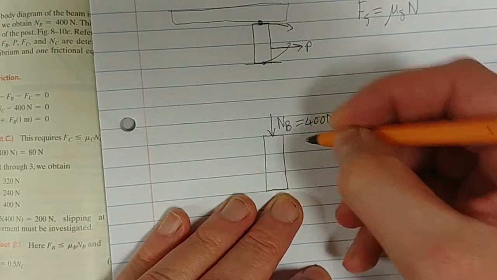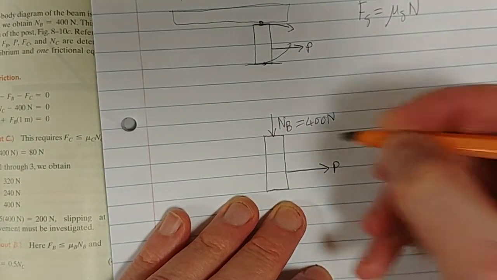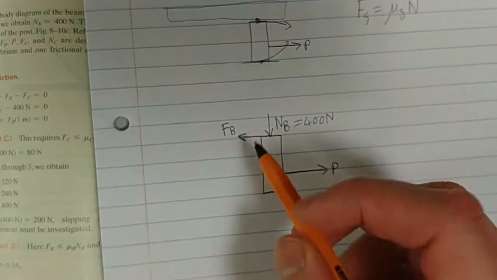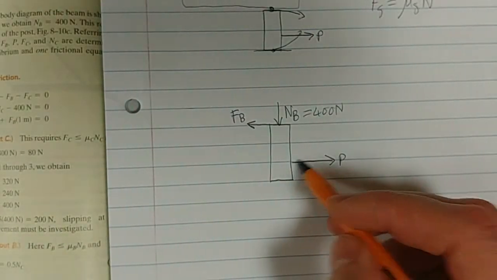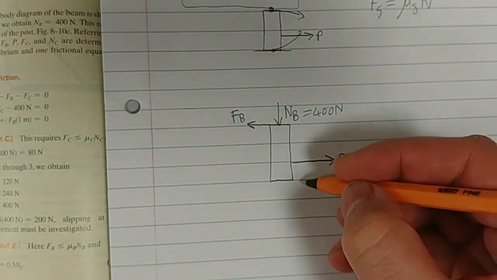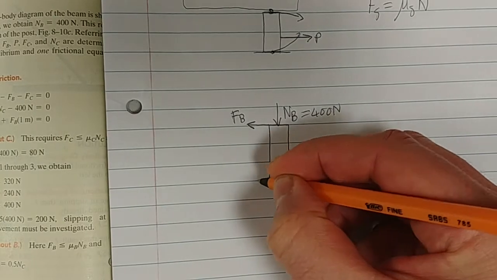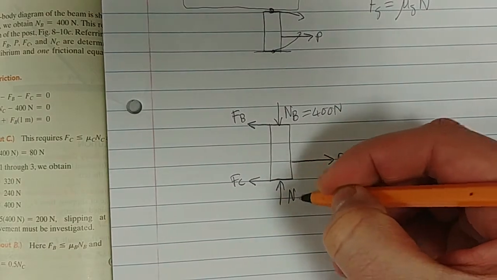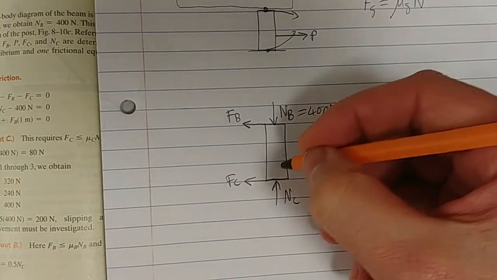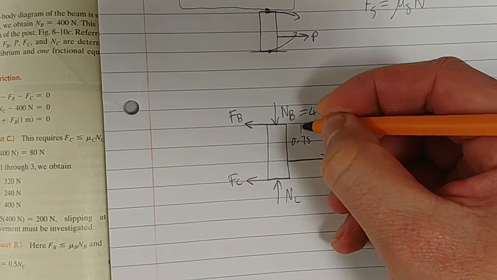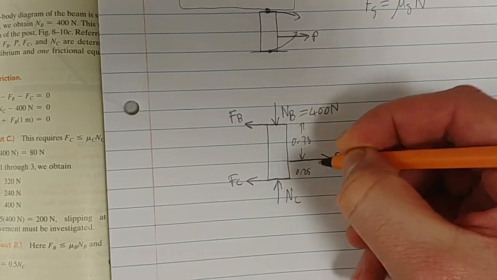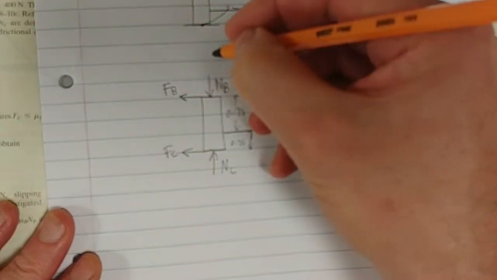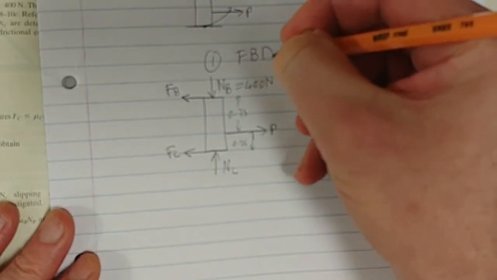We have our normal force, we've got our applied force P, we've got our FB, that's our frictional force. Remember, the frictional force always opposes the direction that we want to move the post, and there is FC. Okay, and we've also got our reaction NC there. And we've got 0.75 there, and we've got 0.25. All right, so there's our free body diagram. That's step one, free body diagram.